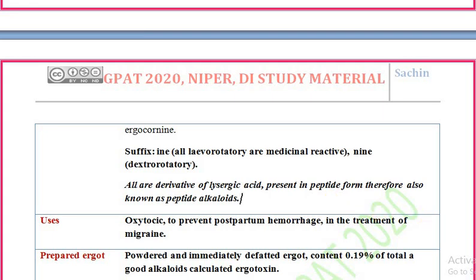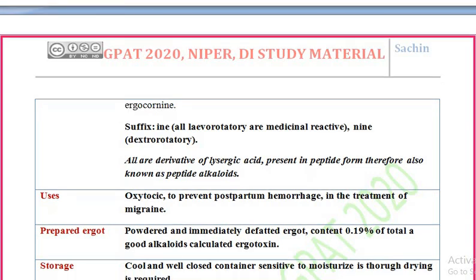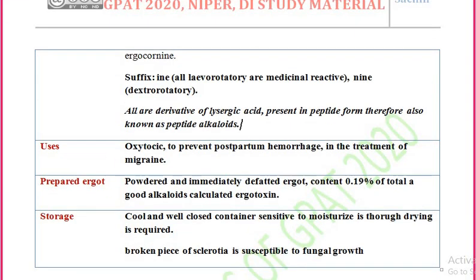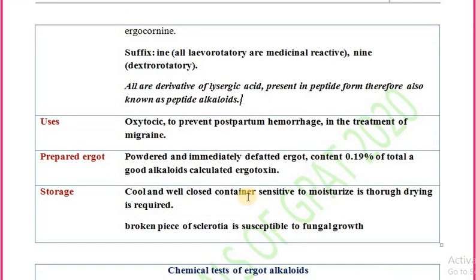So what are the uses of ergot? Ergot is oxytocic. It is used to prevent postpartum hemorrhage, that is hemorrhage after delivery, and it is also used in the treatment of migraine.